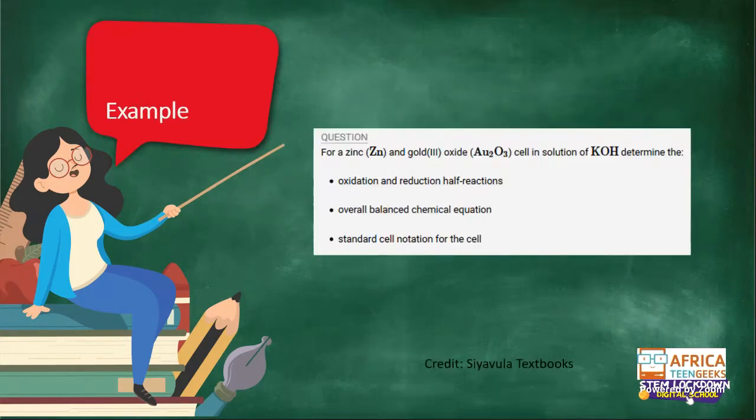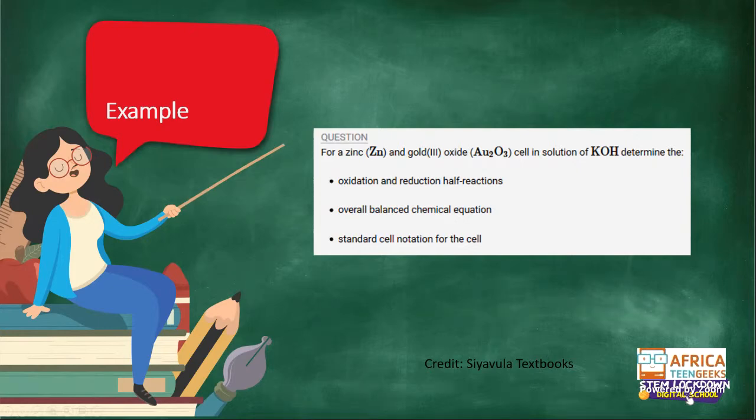So we got to this question yesterday, and then we couldn't do it because we ran out of time. So we're quickly going to do it now. They tell you, for zinc and gold oxide, Au2O3, in a solution of potassium hydroxide, determine the oxidation and reduction half reactions, the overall balanced chemical equation, and the standard cell notation for the cell.